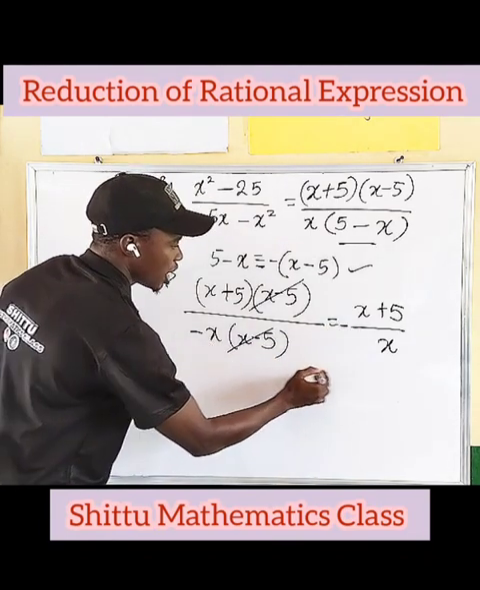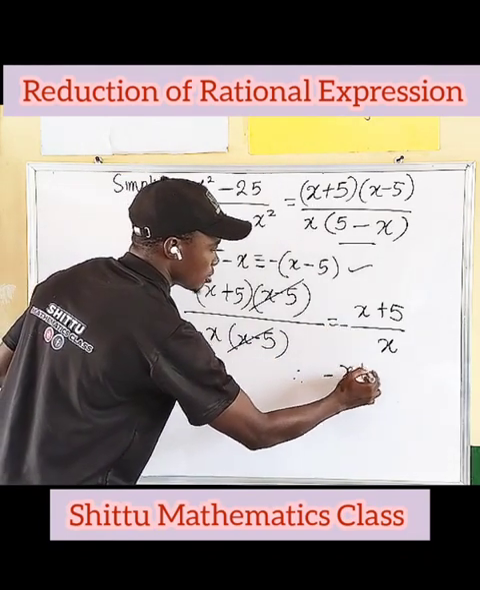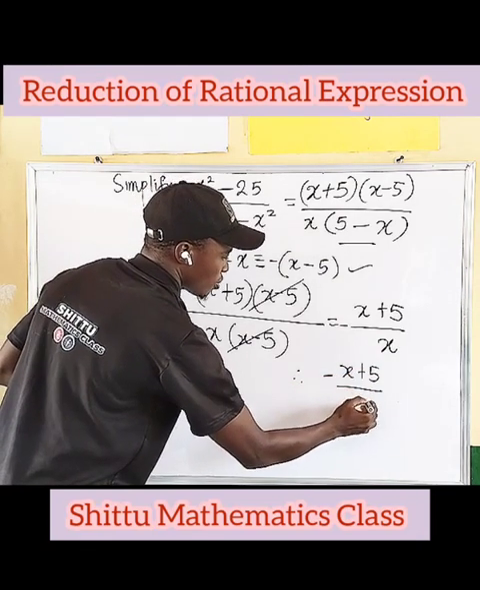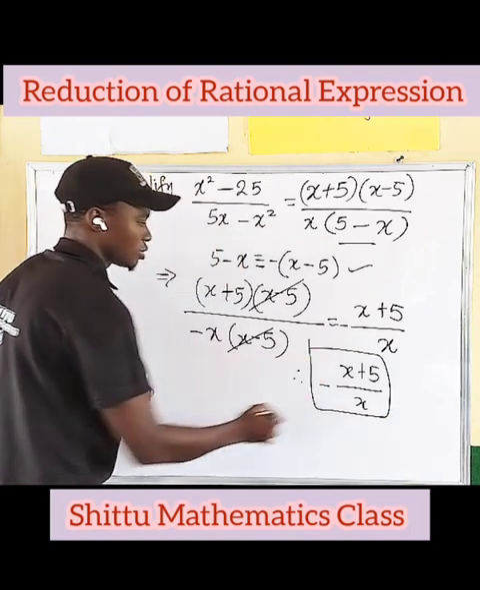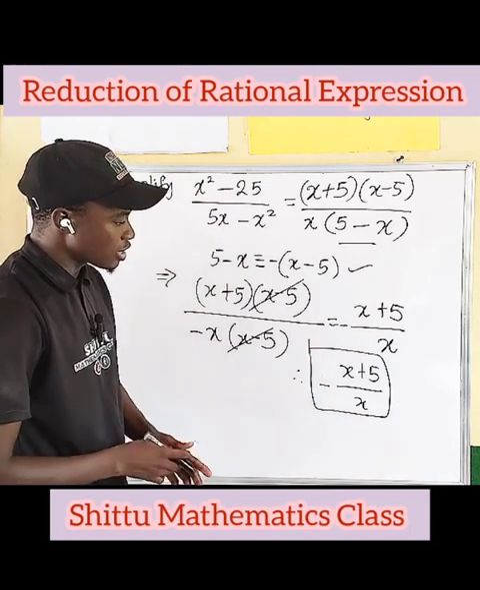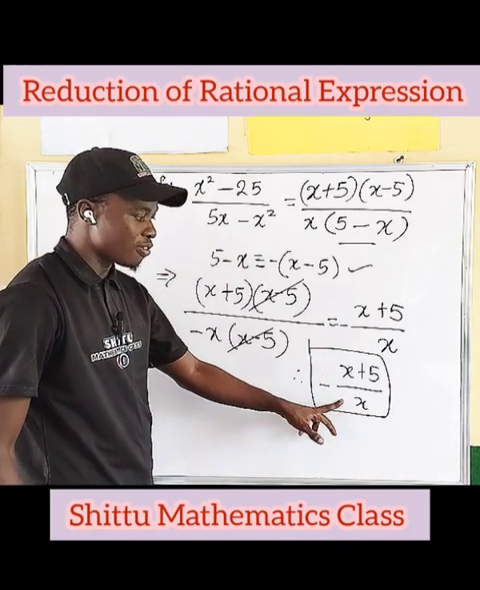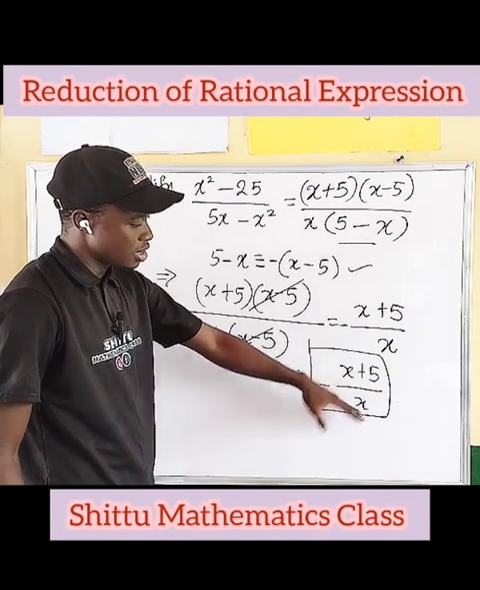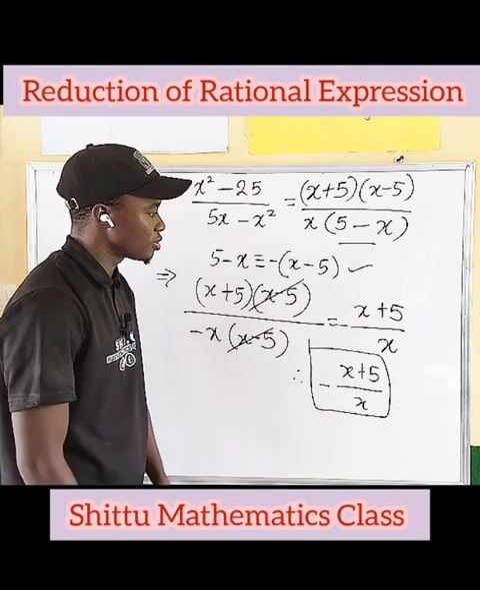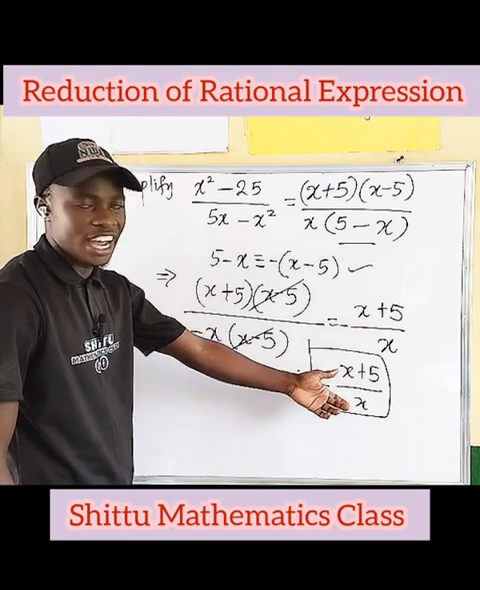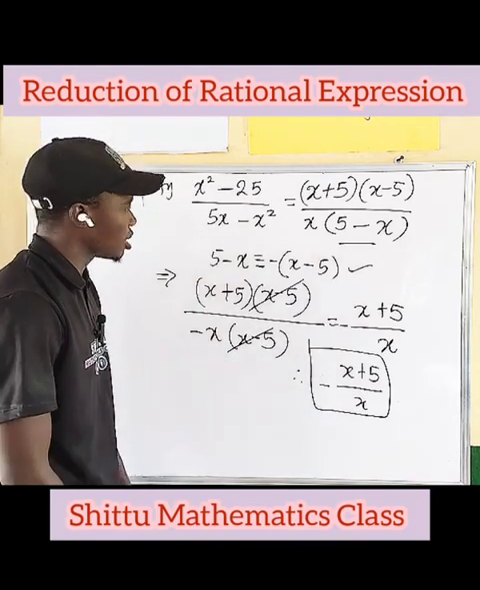Therefore we have minus x plus 5 over x. This is our solution to the problem. We can actually reduce this further, because this is how we can reduce it to be in a single fraction. So that's going to be the end of this tutorial.